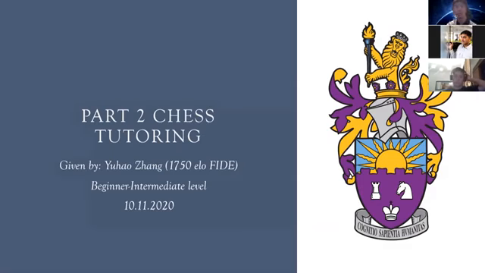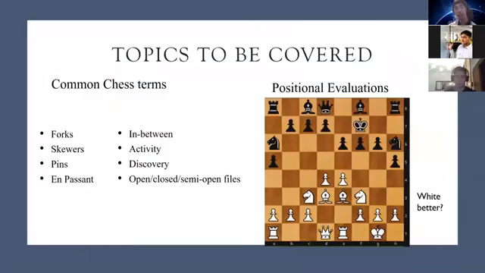I'm part of the Chess Society, the inclusion officer, and I'll be giving part 2 of the lessons which Marco began. This is intended for beginner to intermediate level players, and you can see my rating is 1750 ELO or FIDE. So if you are higher than this rating, hopefully I'll still manage to give some insight, because at the end I will be analyzing a game I did play and show it.